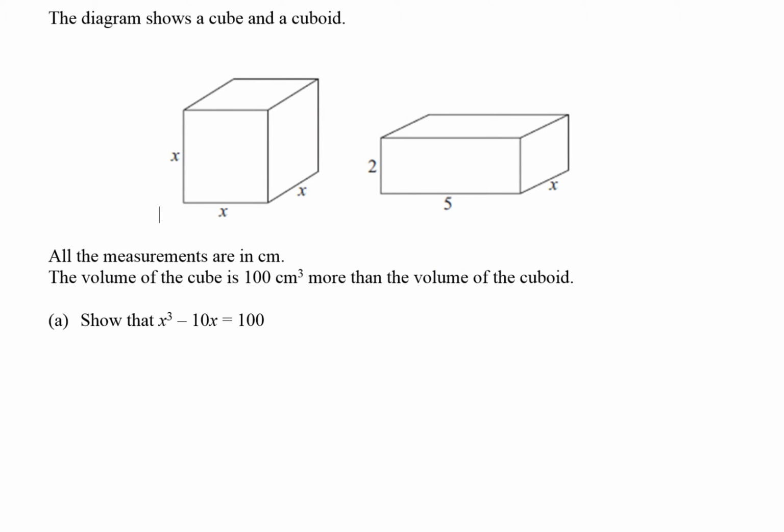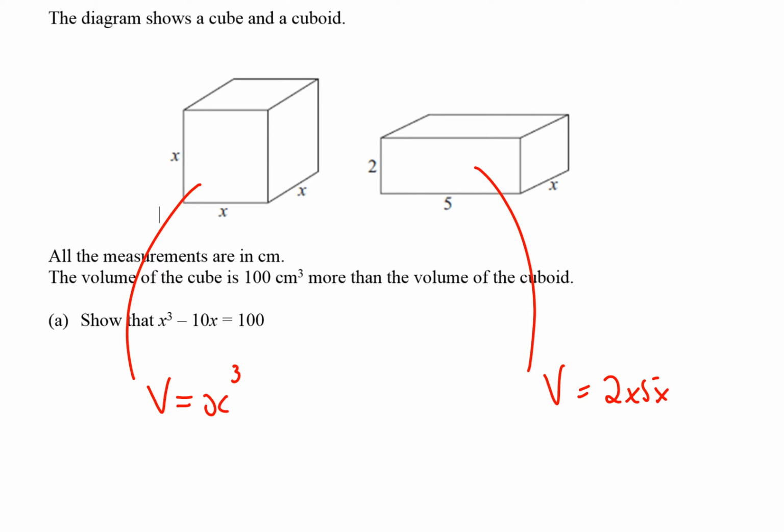Okay, one of those fiddly show questions. You could have picked up some easy method marks by just starting to work out some stuff for each shape. So if we think about the volume, which is all we're after, the volume of this one is just x times x times x, x cubed. This one, same sort of thing, 2 times 5 times x, in other words 10x. You were then told that the difference between them is 100 centimeters cubed. So the volume of the cube is 100 centimeters cubed more than the cuboid. So if I get the cuboid and add on 100, that must give me the cube.